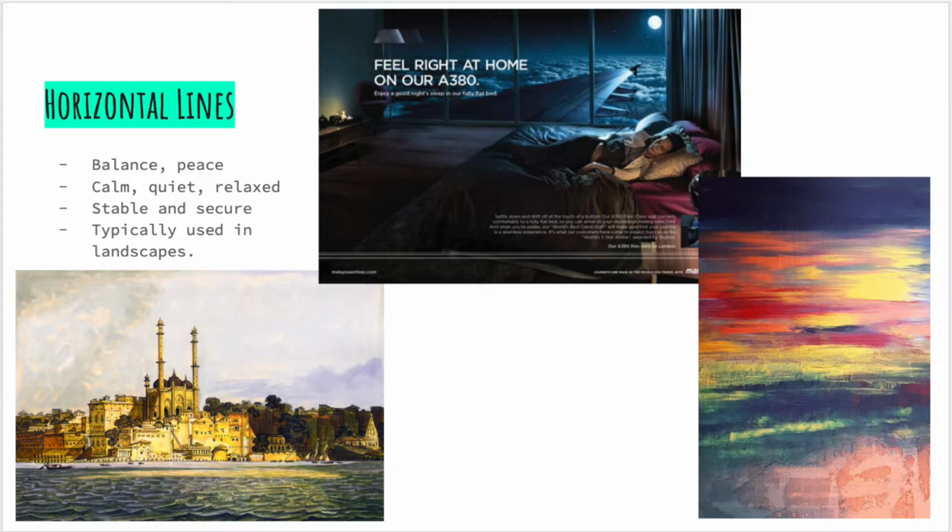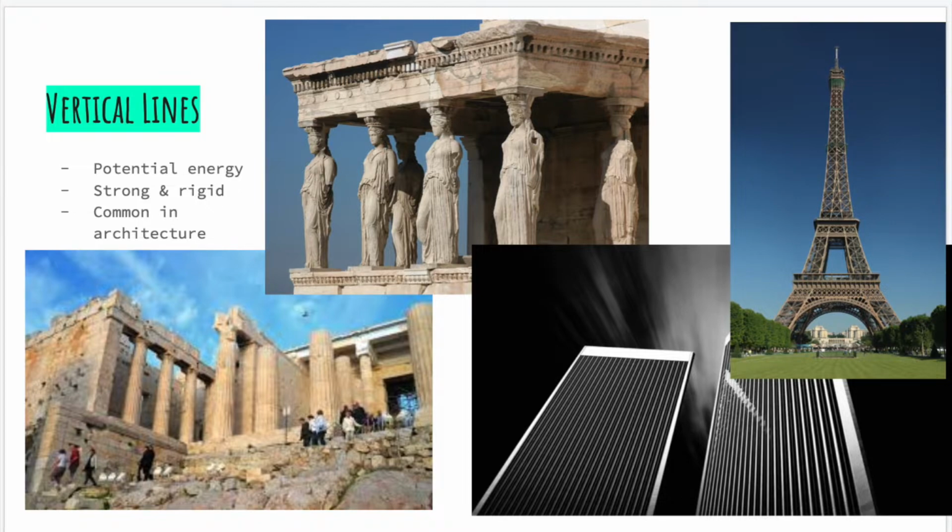Horizontal lines can create a sense of balance or a sense of peace. Notice how horizontal lines are typically used in landscape paintings, or how the designer used a horizontal format within their advertisement. Vertical lines are very commonly used in architecture. Because they stand upright, they can easily be knocked over. Therefore, they represent potential energy.